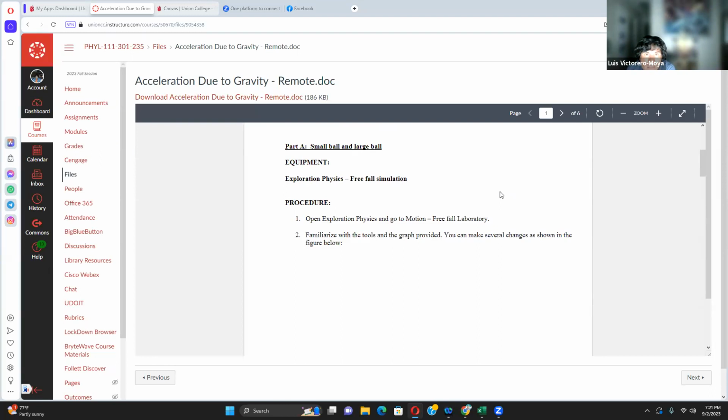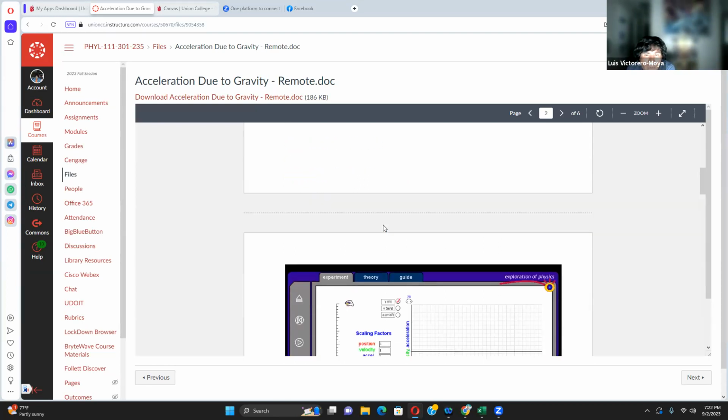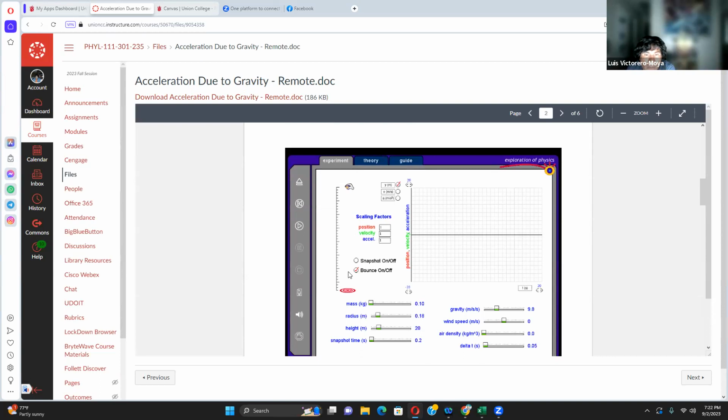Now, in this simulation, you again are going to use exploration physics, and you're going to go to the free fall simulation. Once you are there, you are going to be working with a small ball and a large ball, and you're going to be doing basically what we do in the lab. You're going to be dropping a mass. And regardless of the mass, you're going to see that it will take certain time depending on the height. And the idea is to plot the vertical distance as the ball approaches the ground as a function of time.